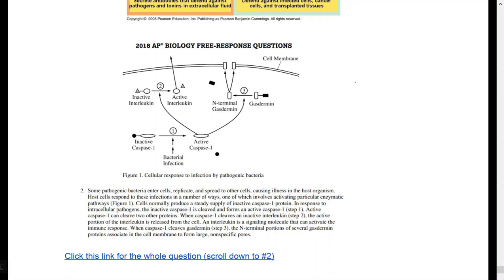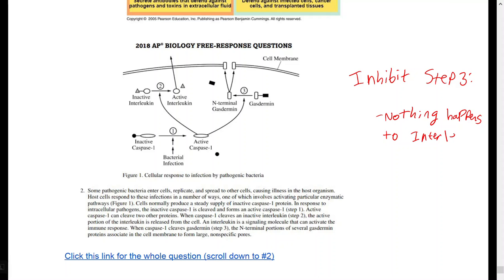Right? Well, if you inhibit step 3, what's going to happen? Well, first thing is, what happens to the interleukin? Nothing. Nothing is going to happen to the interleukin. If you mess with step 3, it won't affect step 2. Interleukin. It's a little bad handwriting, but I think it's okay.